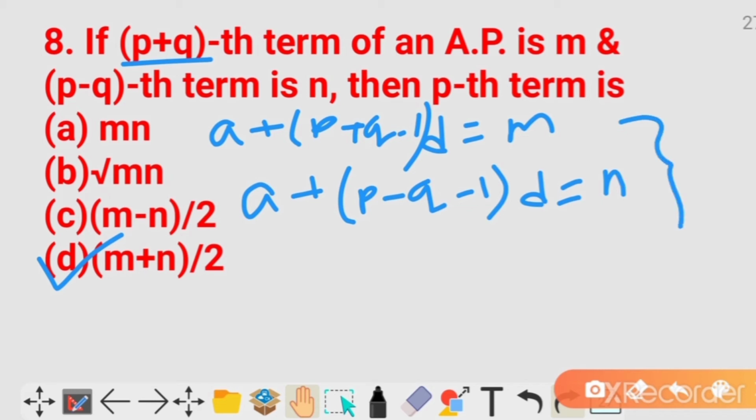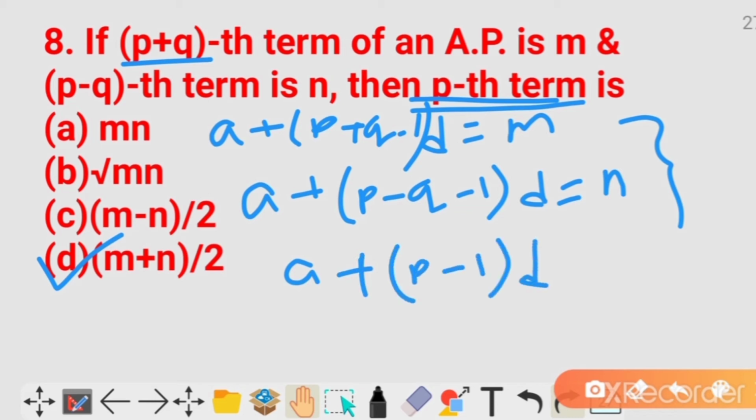So if we solve these two equations, we'll get the answer for the pth term. That means we'll find a + (p-1)d, and the answer will be (m+n)/2. If you find any problem solving these equations, you can comment in the comment section. I will make a separate video on it.